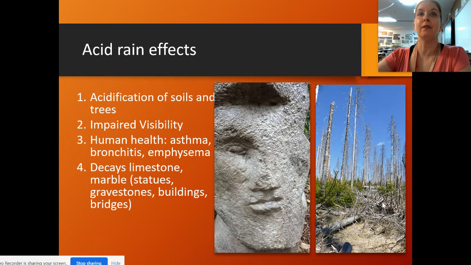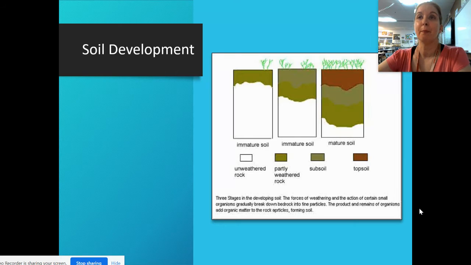Next, here are the effects of acid rain. You have acidification of soils and trees, and plants don't grow well in acidic soil. That's one of the easiest ways. If you remediate the soil and make it less acidic, the plants will grow better. It impairs visibility. Human health effects, things like asthma, bronchitis, emphysema, all can be derived from acid rain, and it decays a lot of limestone and marble. So think statues, gravestones, buildings, bridges, literally gets broken down because of the acid rain. If you go to a cemetery with really old gravestones, you can see they're a little bit smoother than the newer ones, and it's because it's been broken down.